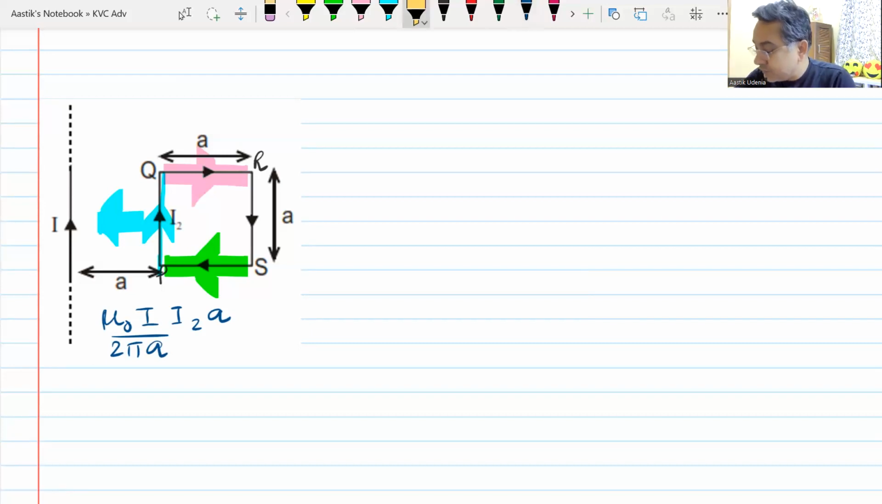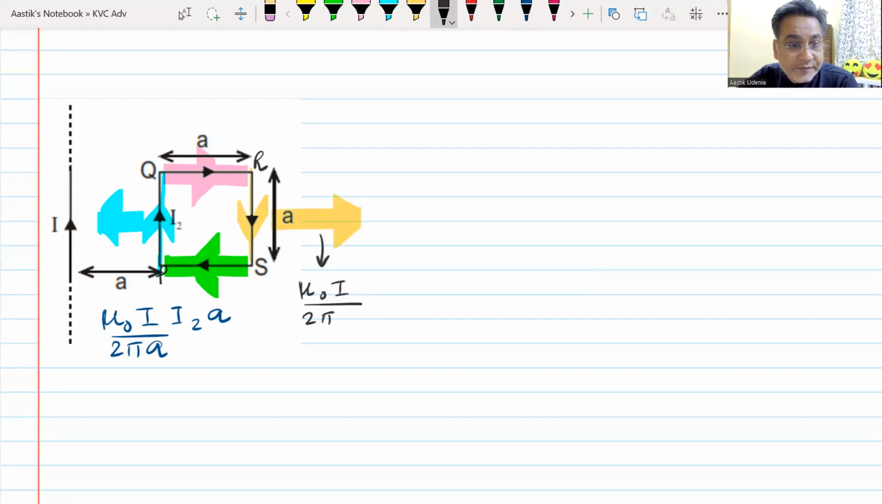Chalo. What about the force on this wire? Attractive or repulsive? Repulsive, sir. How much? Mu naught I by 2 pi, not 4 pi, sir, into 2A, multiplied by I2 into A. And it will be repulsive.